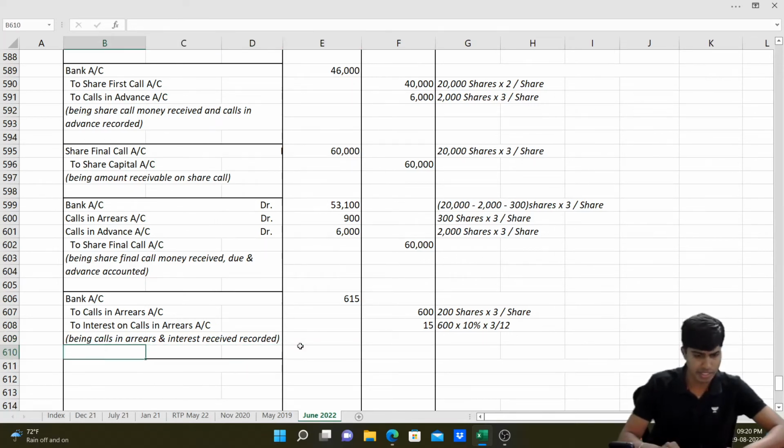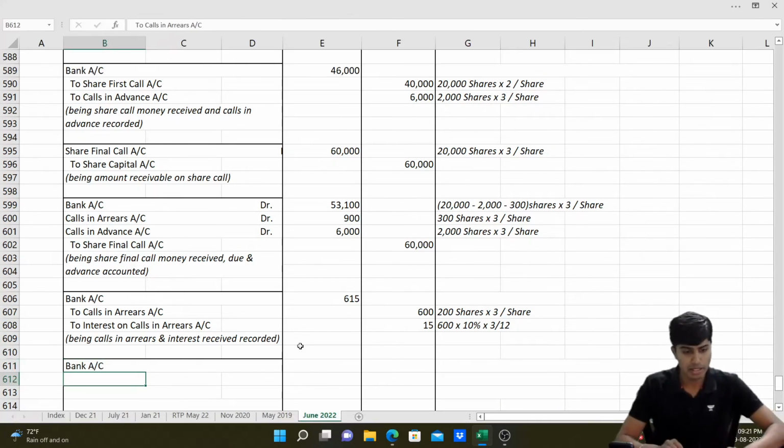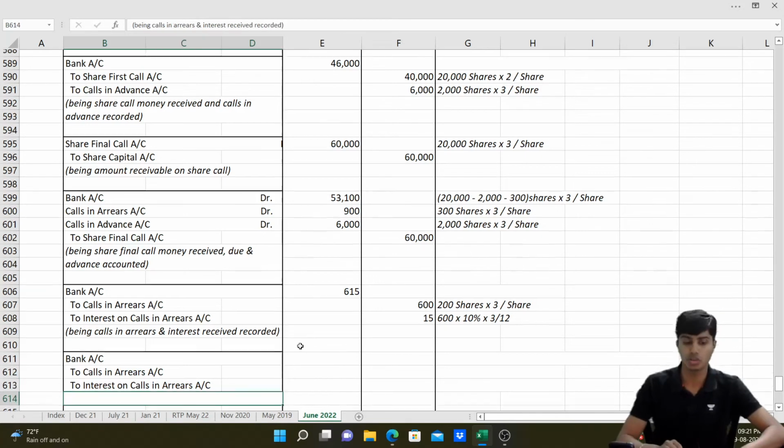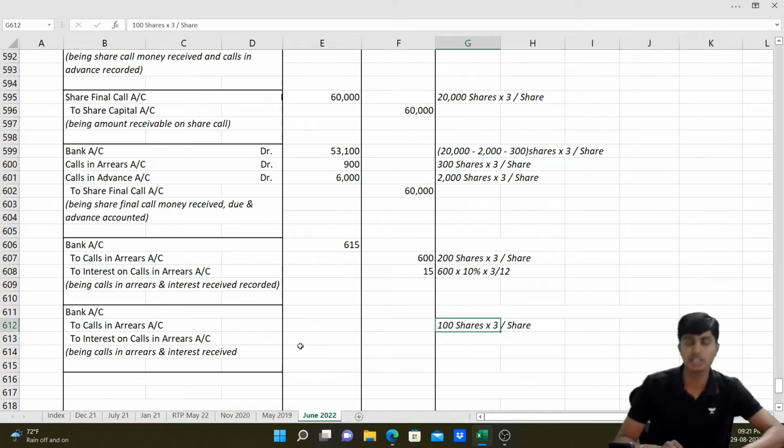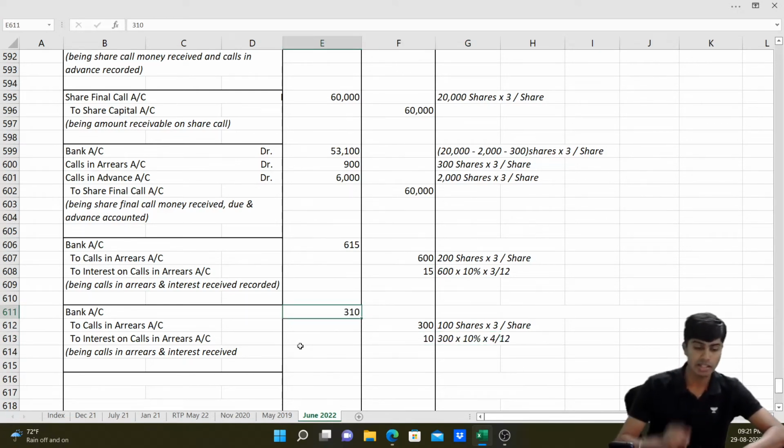Next entry will be for the balance of calls in arrears received, for which the entry is bank account debit, to calls in arrears, to interest on calls in arrears. This is for that balance 100 shares. You get that? So arrears were 100 shares into 3 per share, that is 300. Interest is 300 rupees into 10% into 4 by 12, 4 months, that is 10 rupees. And the bank account debit will be 300.